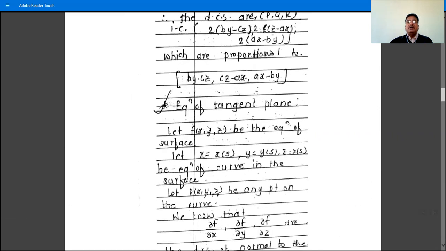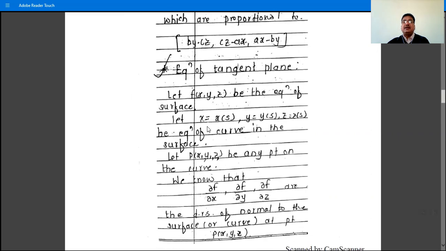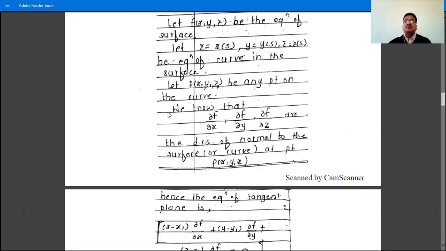Okay, so the next is the equation of the tangent plane. Let F(x,y,z) be the given equation of the surface, and let x = x(s), y = y(s), and z = z(s) be the equation of a curve on this surface. Let P(x,y,z) be any point on the curve. We know that ∂F/∂x, ∂F/∂y, ∂F/∂z are the direction ratios of the normal to the surface at the point P(x,y,z).